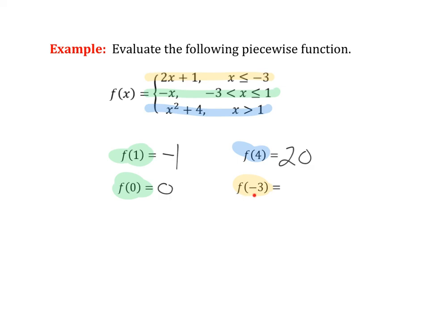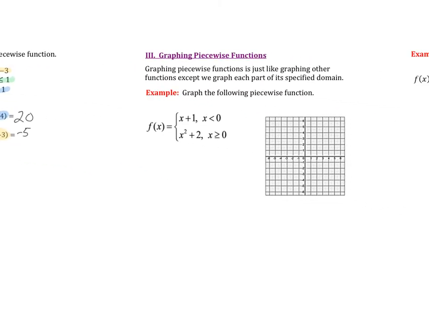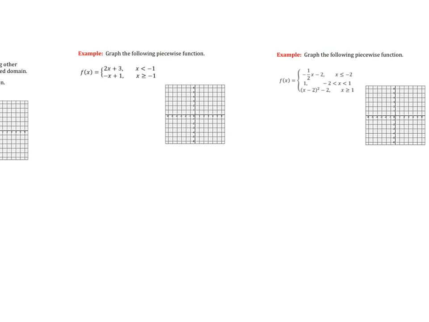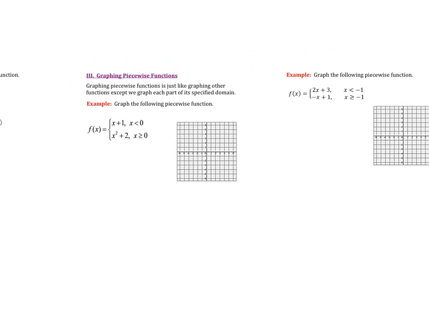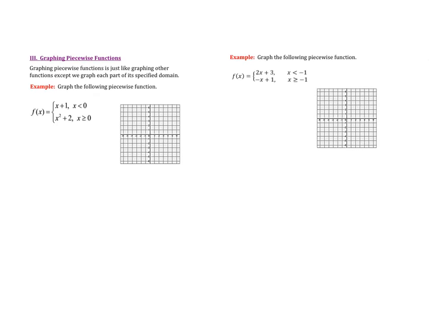And lastly, f of -3. -3 is less than or equal to -3, so we're following this function rule, 2x plus 1. My x value is -3. 2 times -3 is -6, plus 1 is -5. All right, so that's the evaluations. Now we graph. All right, so I've got 3 examples here for the graphing. We'll take our time through the first one and second one, and then the last one will go a little bit quicker.